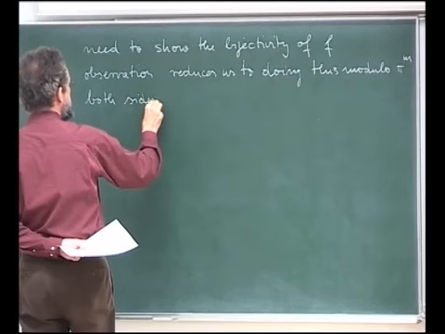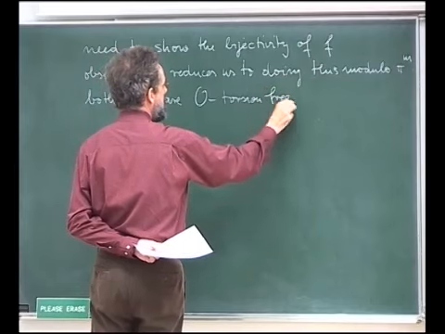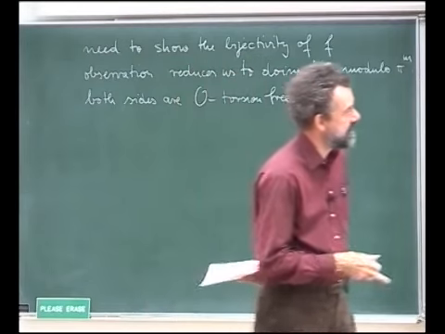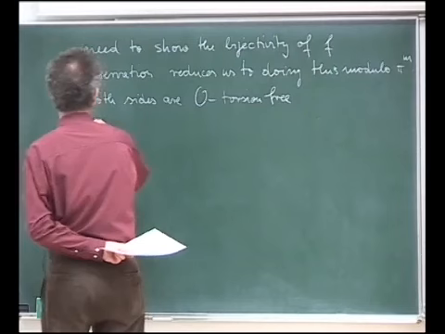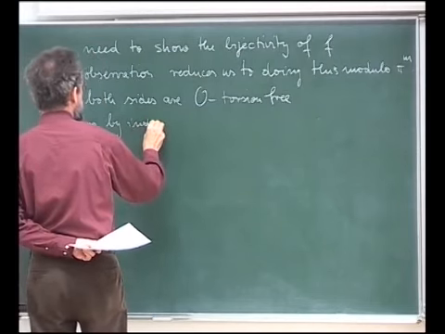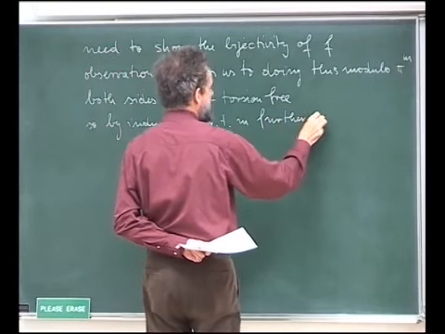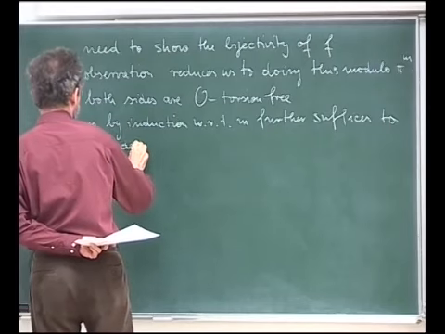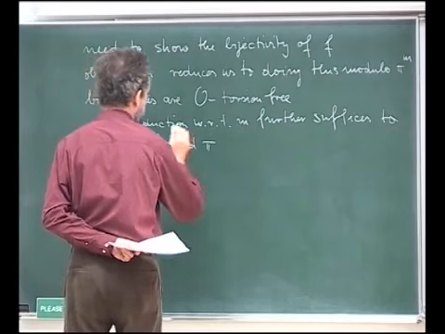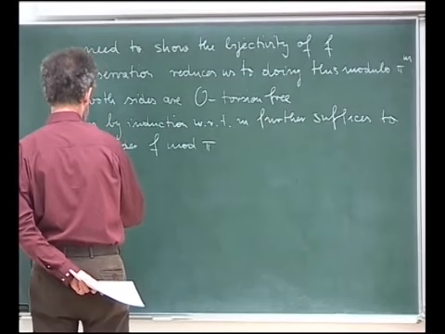The map is bijective modulo each pi to the m. But then both sides are O torsion free. The power series ring is visibly, and the completed group ring is the projective limit of finitely generated free O modules, so it's also O torsion free. And therefore, by induction with respect to m, it further suffices to consider F mod pi.